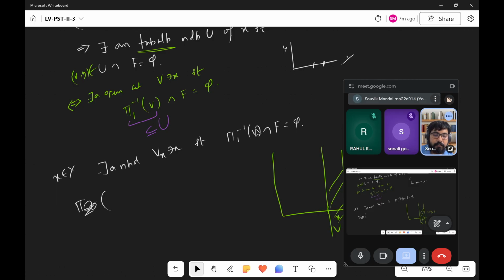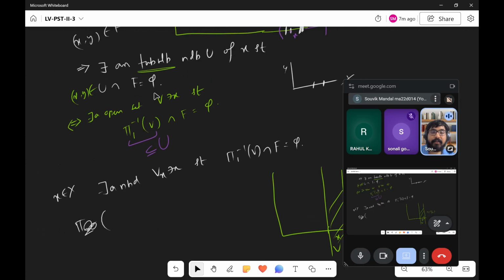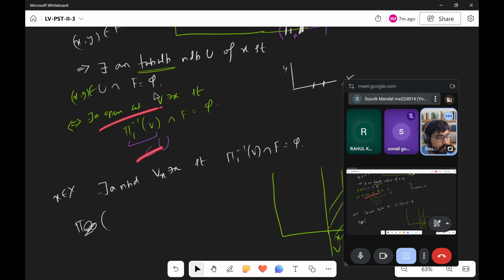We have to show the inverse image of V intersection with F is not phi. I mean, that is already what we have, right? We have this equation, correct? So there is nothing to do.